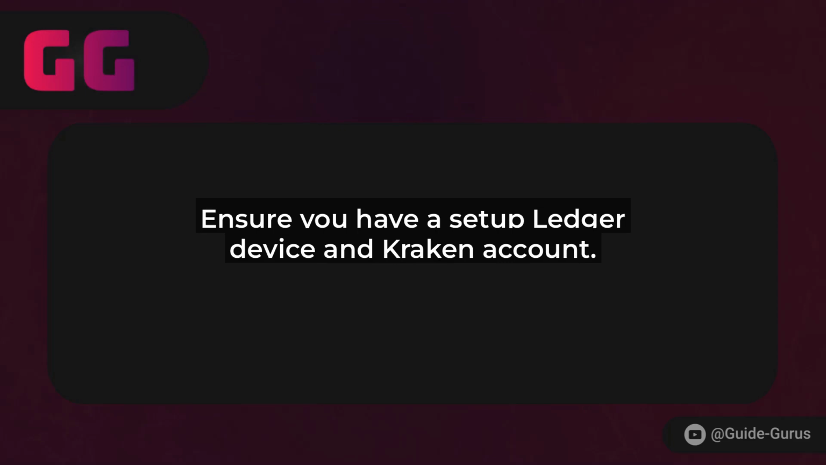First things first, make sure you have everything set up. You'll need your Ledger Nano X device, which is one of the best hardware wallets for keeping your crypto safe. Also, ensure you have a verified Kraken account and that USDT is enabled on it. Remember, USDT is typically on the Ethereum network, so double-check that to avoid any hiccups.